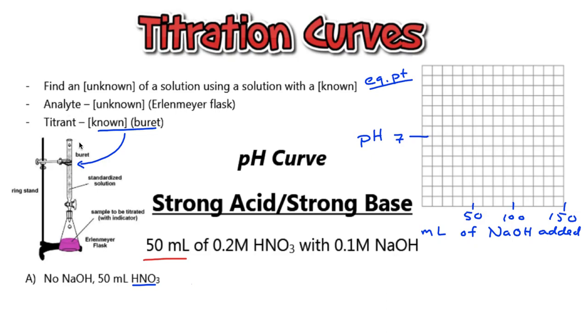So here's the analyte. That's the unknown. So this is the analyte. You're analyzing it. That's how I kind of like to think of it. That's in your Erlenmeyer flask. The titrant, or what you're titrating with, is in your burette, and that's your known. So there's a little bit of vocab that's really important, okay?